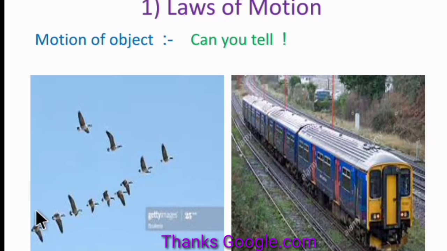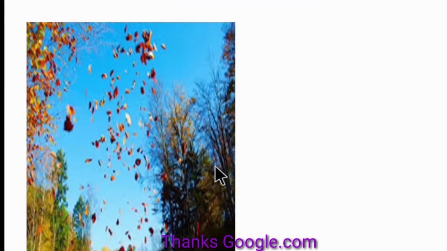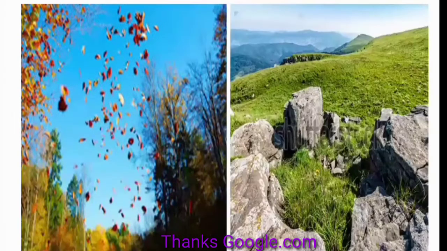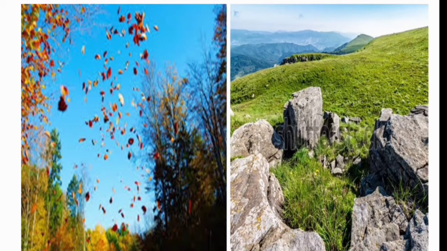We can sense motion in these examples: first, the flight of a bird, and third, leaves flying through the air. A body is said to be in motion if it changes its position with respect to its surroundings, and at rest otherwise.